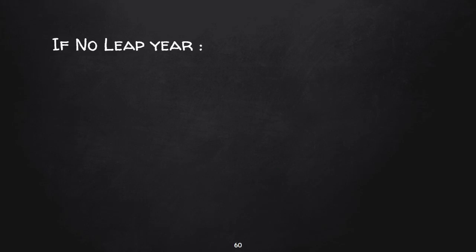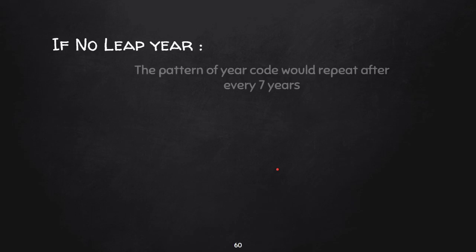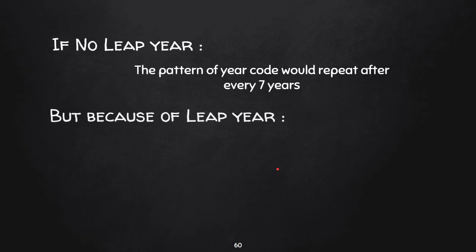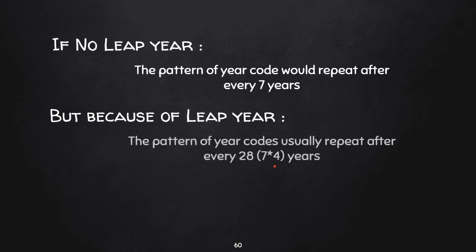If there was no such thing as a leap year, then the pattern of year code would have repeated after every 7 years. But because of the effect of leap years, the pattern of year code usually repeats after every 28 years.